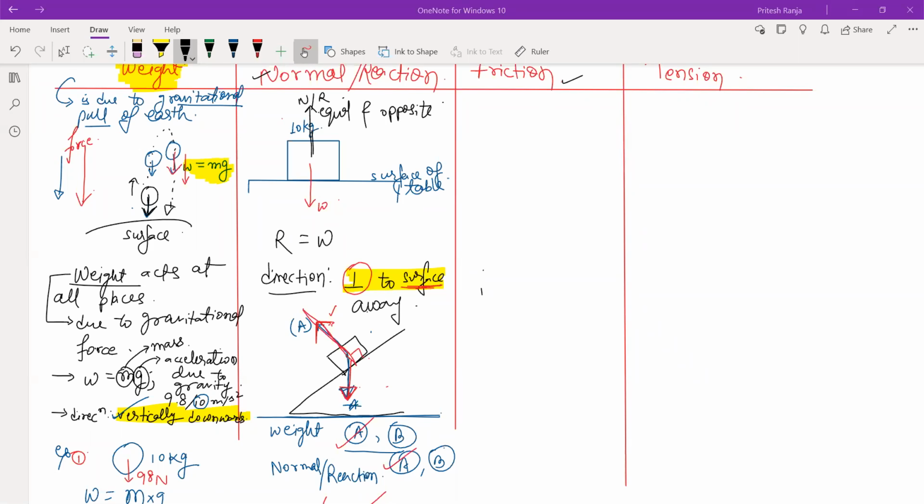Weight, mass cannot be in grams. You have to take everything in SI unit. Mass should be in kg and g should be in meter per second square, because g is acceleration due to gravity. Normal force will always be perpendicular to the surface. Sir, yes, what is R? R is the reaction force. Either you call normal force or reaction force, all are same.